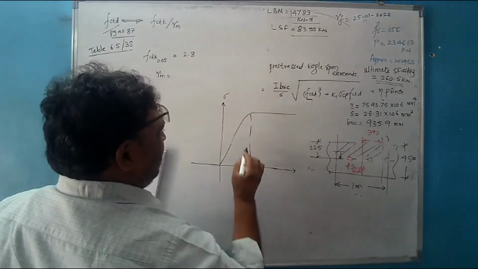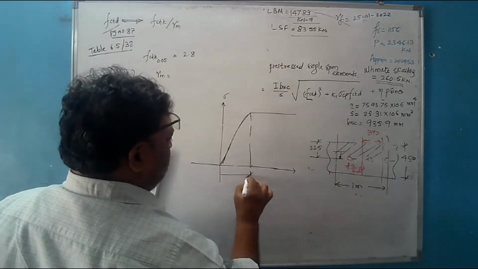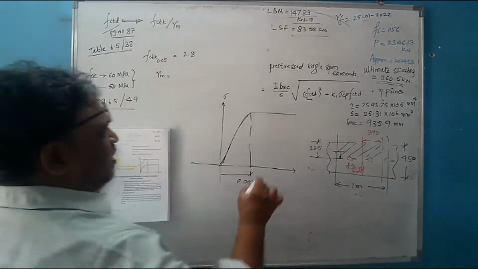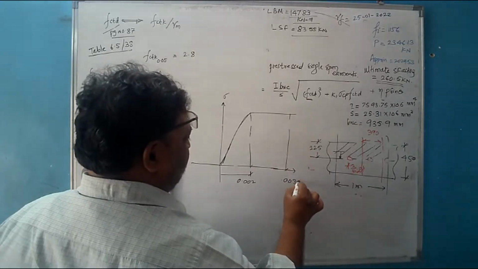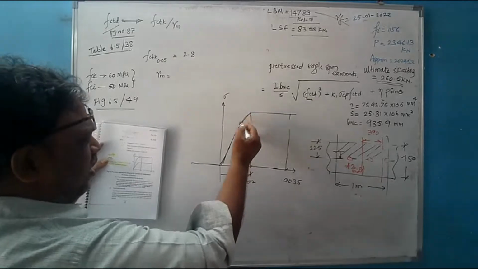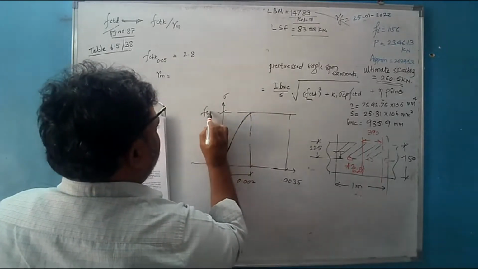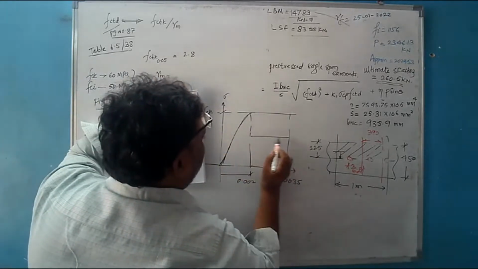Up to here, how much do we say? When it is parabolic, we consider this equal to 0.002 strain, and where the rectangle goes up to, the ultimate, it is 0.0035. It is the same thing here. Here also we have to consider rectangular and parabolic. See, up to here it is fck. Then what is given here?